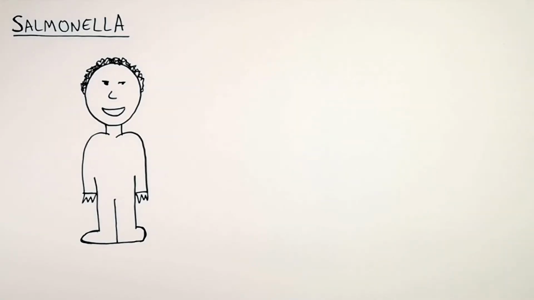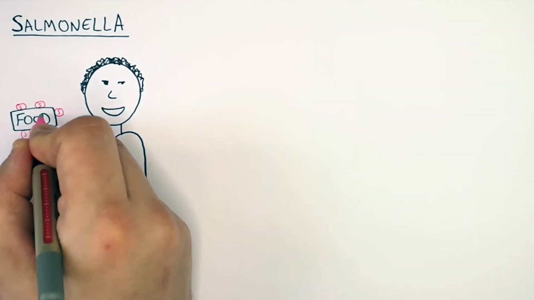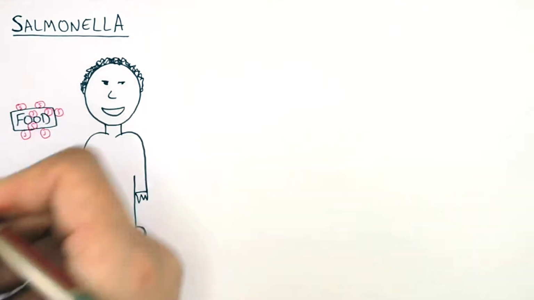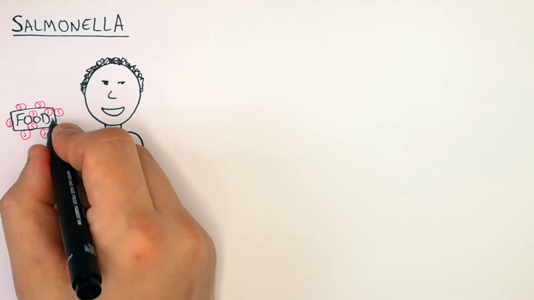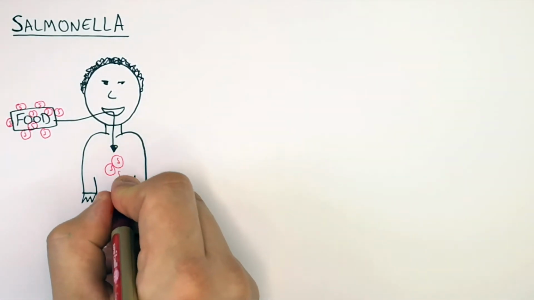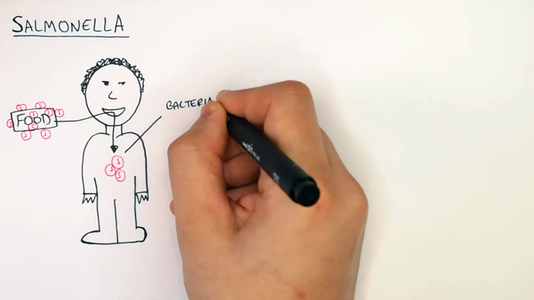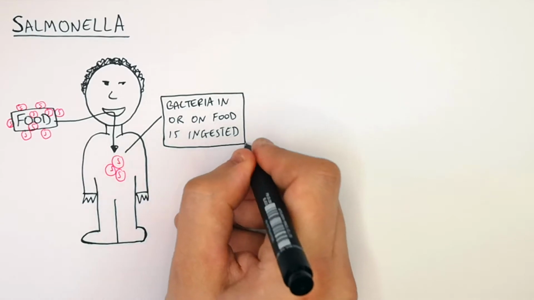Salmonella is a bacteria, and if you were to eat food that hasn't been cooked properly, prepared properly, or stored properly, it could have the bacteria Salmonella on it or in it. So the food is a vector for the bacteria Salmonella. So bacteria in or on the food is ingested. The person is a host.